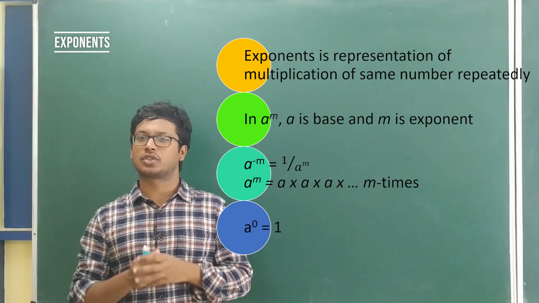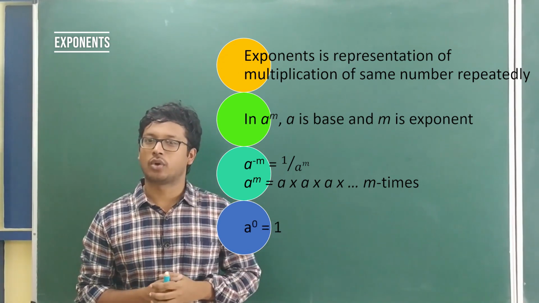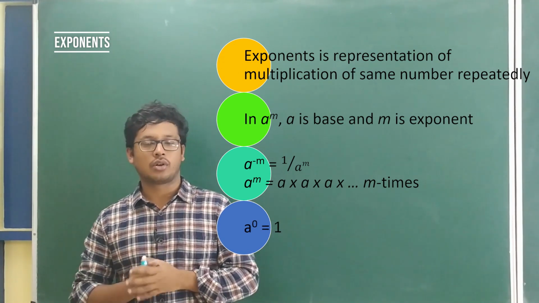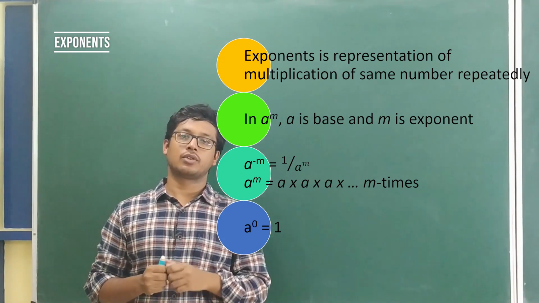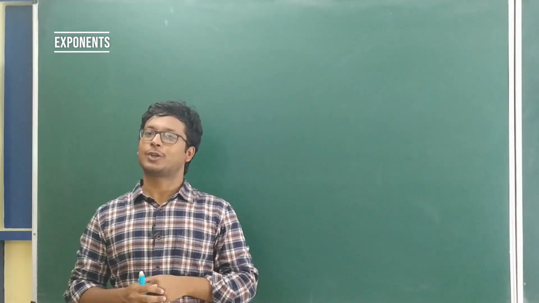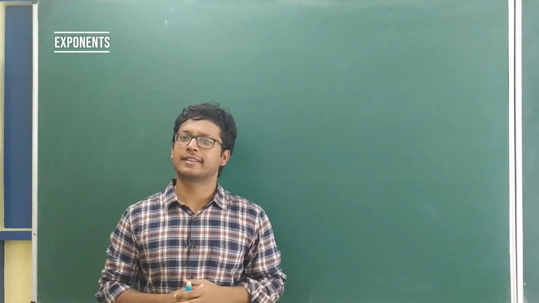A very curious case we saw is that if m is 0, then we write a raised to 0 as 1. Anything raised to 0 is 1. In the next lecture, we are going to see why a raised to 0 is 1.